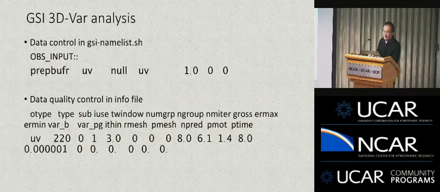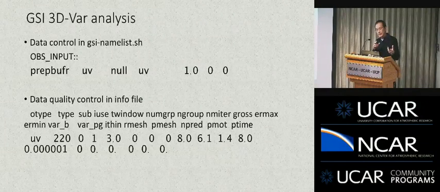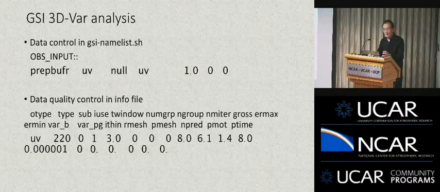So after we get this, for our 3D-Var analysis, we pay attention to these two conditions and try to control them to make sure it actually assimilates our data. It's in the GSI namelist where we have this one set up, because as I told you before, we convert our NetCDF into the prepbufr.